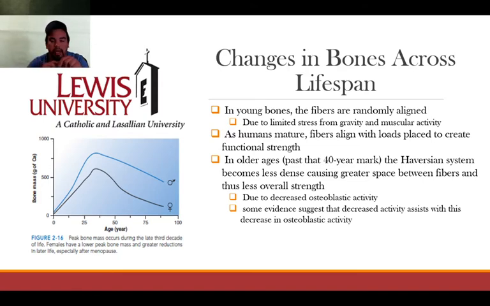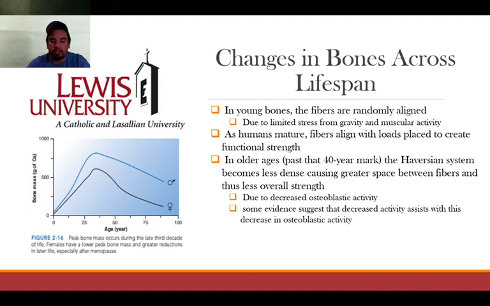And then as we age, past 40-year mark, the Haversian system becomes less dense, creating greater space between the fibers and thus leading to a reduction in the overall strength. So as we start losing that bone mineral density, the Haversian system kind of becomes less dense and it's not as thick of a webbing. You have bigger gaps, so it starts to look more like a focaccia bread, a very aerated type of bread, versus a very dense pound cake that we could think of.